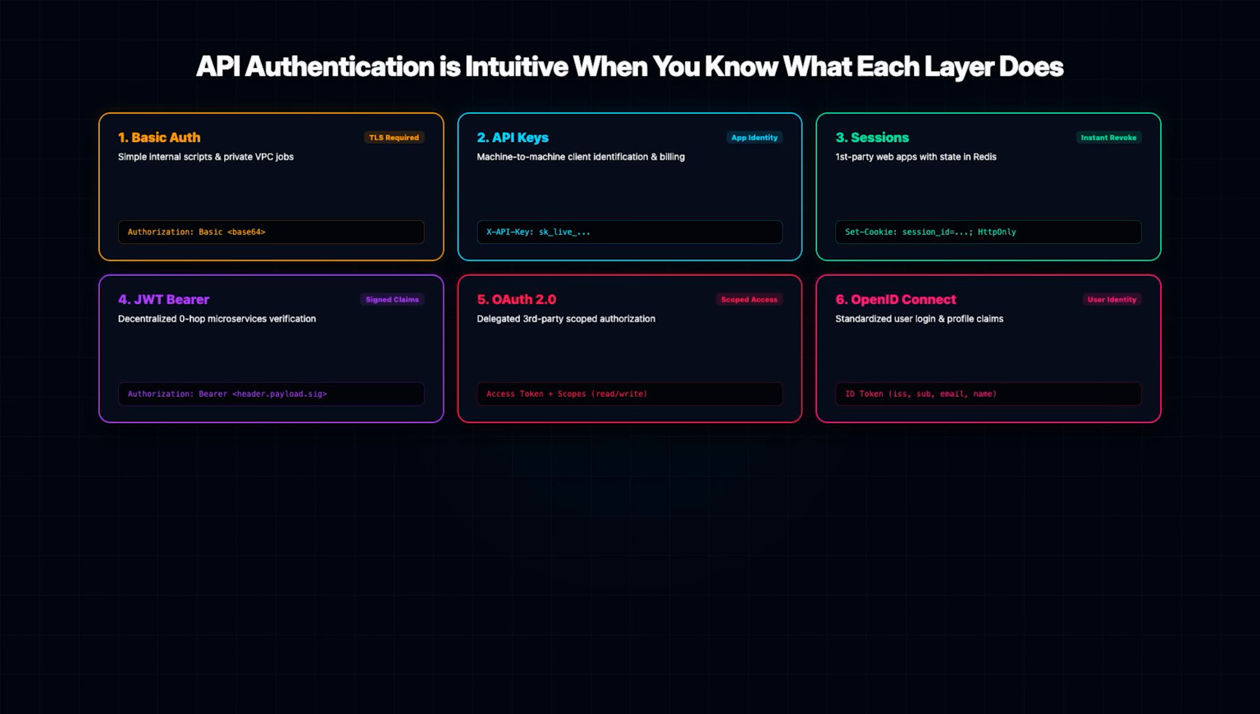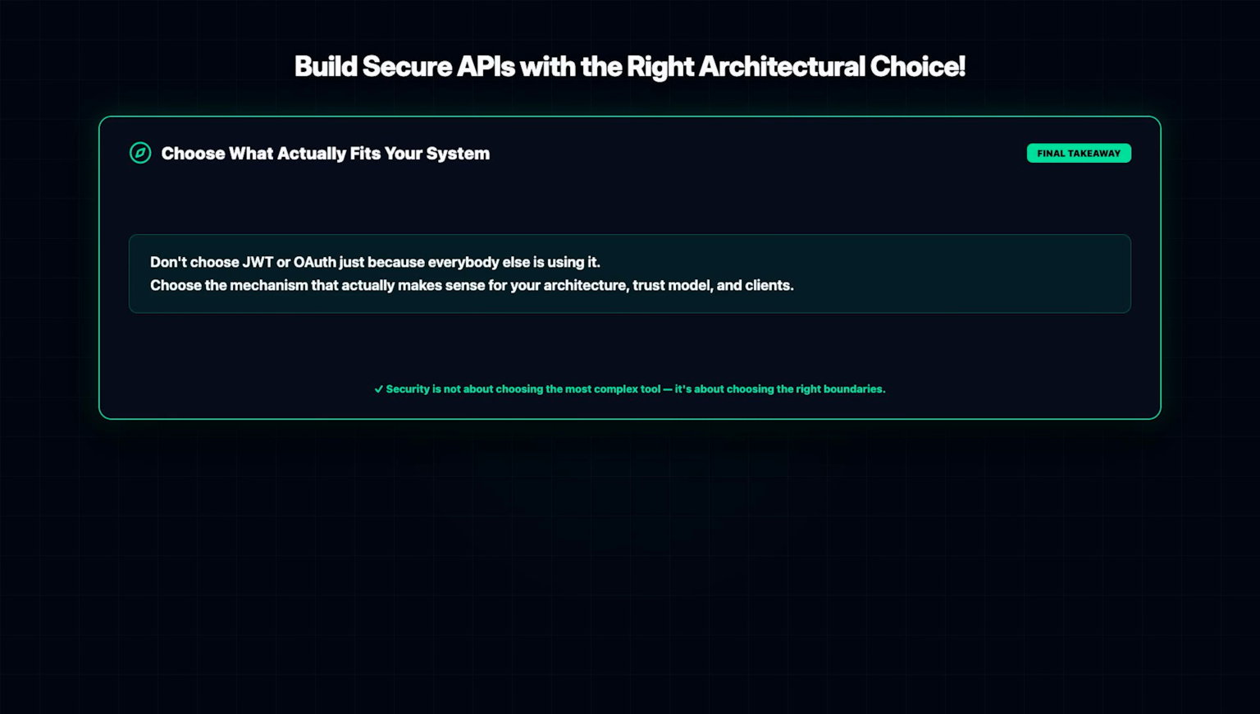Once you understand what each of these is actually doing, API authentication becomes much easier to reason about. And instead of choosing JWT or OAuth just because everyone else is using it, you can choose the mechanism that actually makes sense for your system.